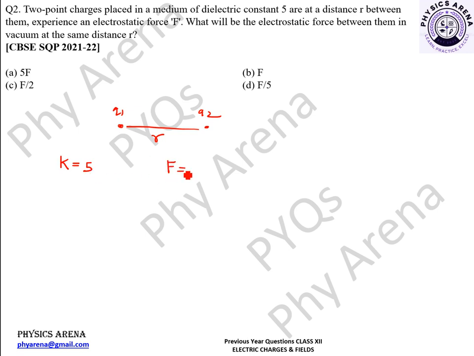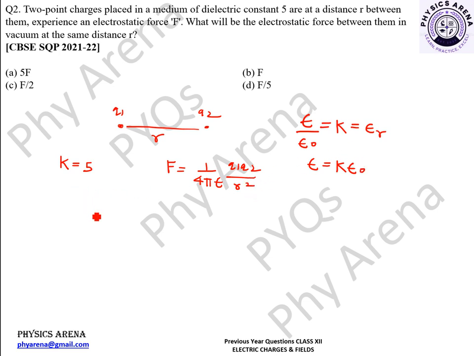So F can be written as 1 upon 4 pi epsilon, where epsilon is the permittivity of this medium, Q1 Q2 upon r square. And we know that there is a relation between epsilon and epsilon naught, that is epsilon upon epsilon naught is equal to K, the dielectric constant. In other words, I can write epsilon as K times epsilon naught. This K is also known as relative permittivity, that is epsilon r.